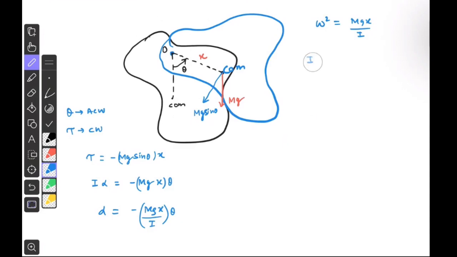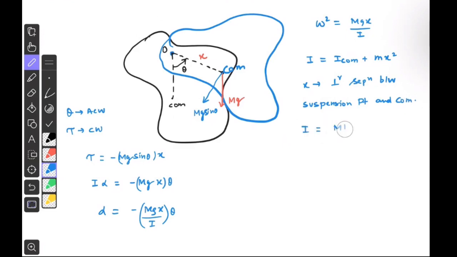And what really I is, I can write down as I_CM plus mx square, no? Where x is the perpendicular separation between suspension point and center of the mass, no? And suppose if I write down moment of inertia in terms of radius of gyration, which will be mk square plus mx square. So omega square is going to be equal to mgx by mk square plus x square.